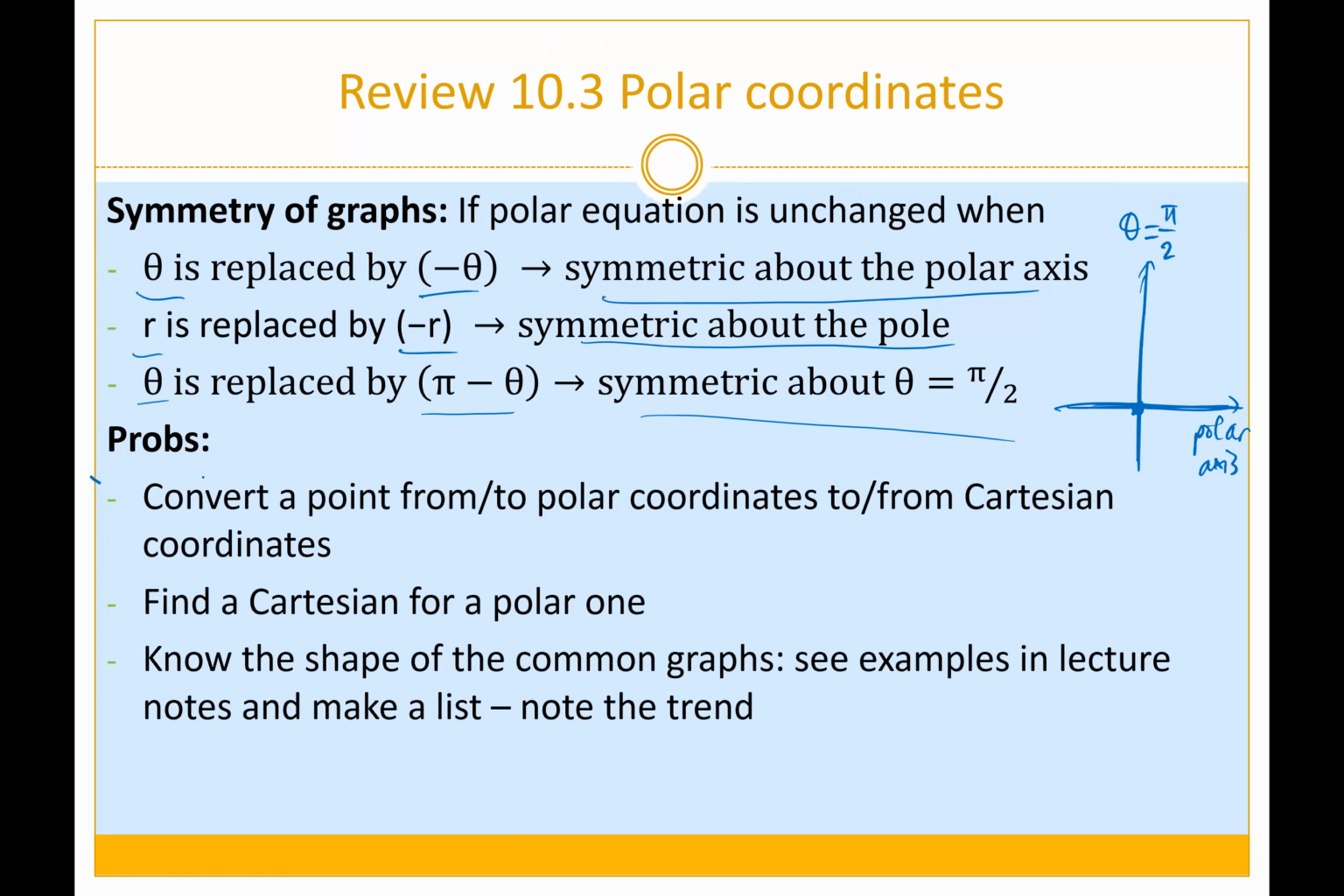Some problems that you might be asked in these questions: convert a point from polar coordinates to Cartesian coordinates, and this one uses the connections between polar and Cartesian coordinates that we had before. Then we might be asked to find a Cartesian equation for a polar one. Then know the shape of the common graphs, and you might be asked to identify which is which in the exam. So make a list and note the traits, which give you some hint about how you're going to figure these things out.